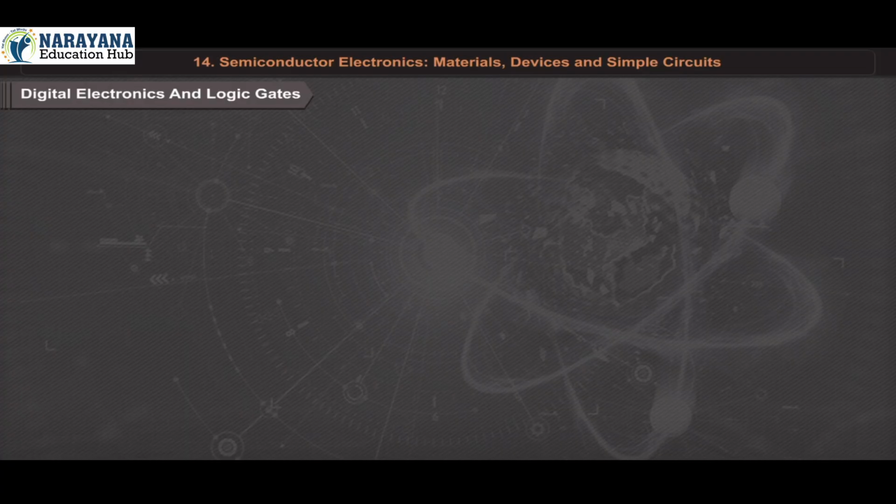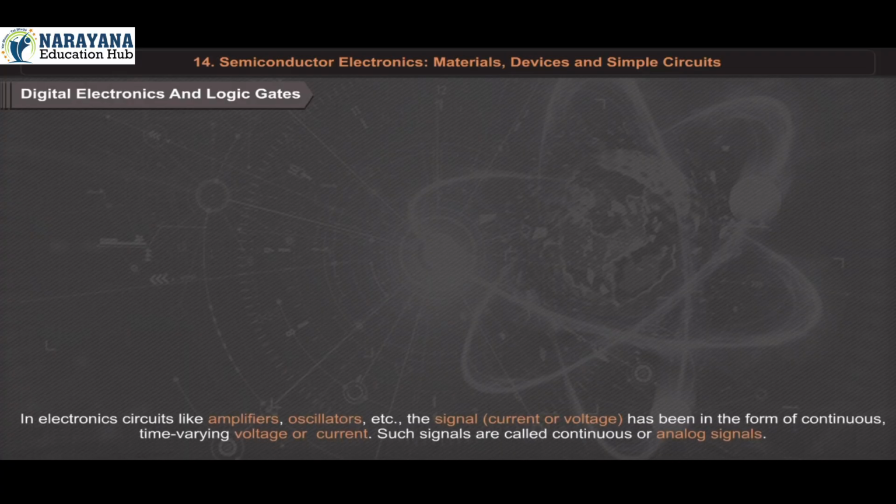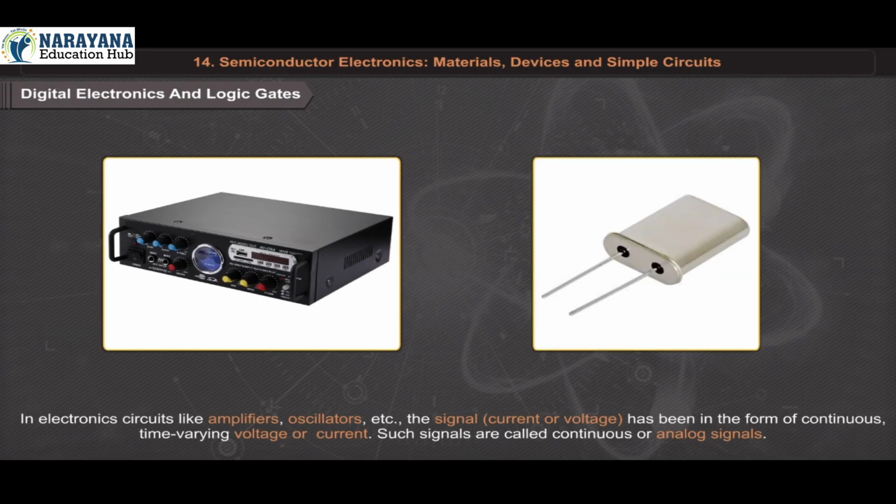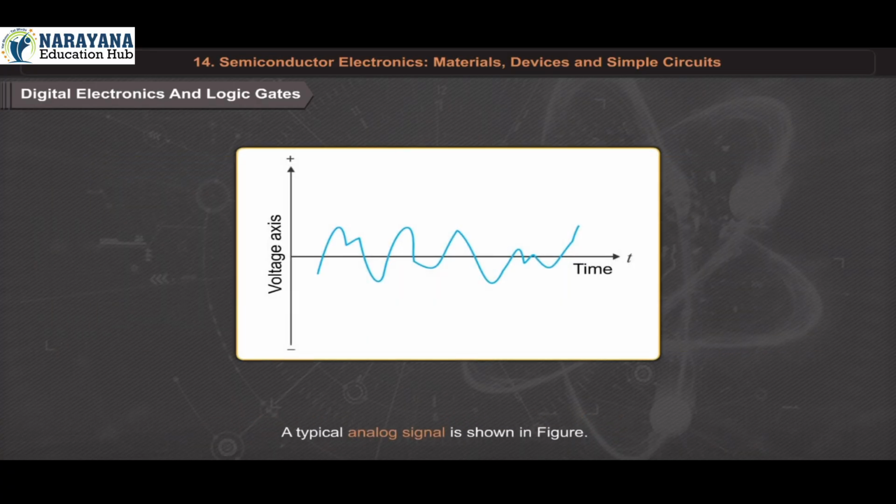Digital electronics and logic gates. In electronic circuits like amplifiers, oscillators, etc., the signal, that is current or voltage, has been in the form of continuous time-varying voltage or current. Such signals are called continuous or analog signals. A typical analog signal is shown in the figure.